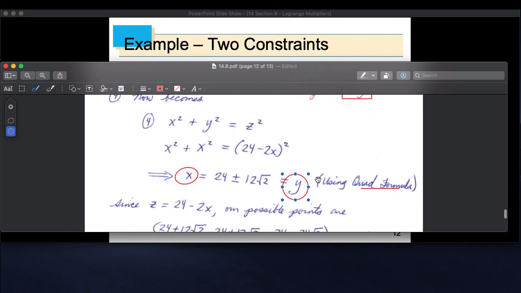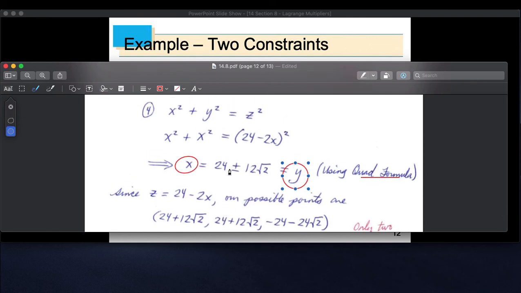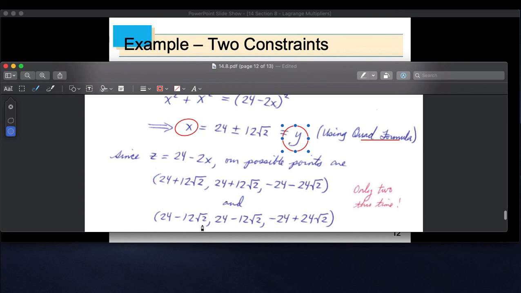Once again, we substitute this value into z. So you plug those into z, and we end up getting a couple different possibilities. If you plug 24 plus 12 rad 2 into here, we end up getting negative 24 minus 24 rad 2. If you plug in 24 minus 12 rad 2 into this relationship, we end up getting negative 24 plus 24 rad 2. The nice thing about this problem is that even though it's quite in depth and there's quite a lot of moving parts, there are only 2 possible points this time, whereas the last problem had 12.